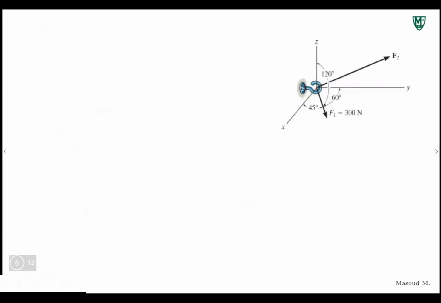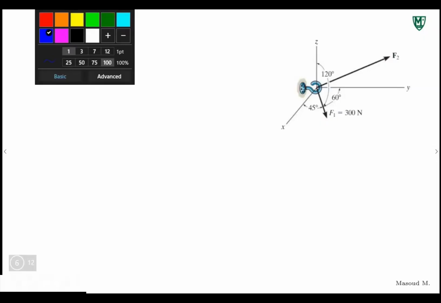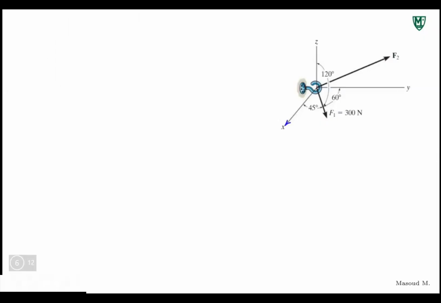So I have a hook, and two forces are acting on that hook, F1 and F2. Now, what I'm given is that I know the magnitude of F1 is 300 newtons, and I know the direction angles F1 creates with different axes. I'm already given X, Y, Z here, so I don't need to be worried about that. This is the direction of X, this is the direction of Y, and this is the direction of Z.